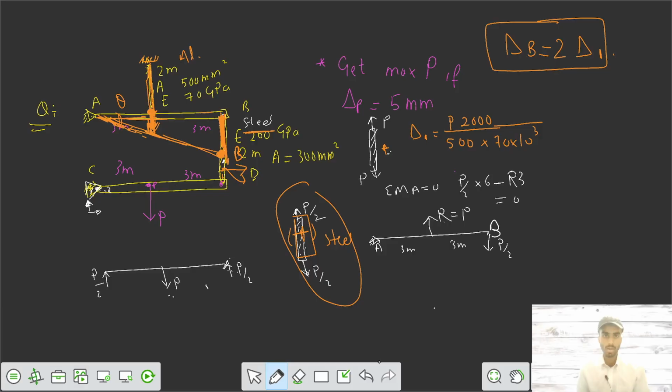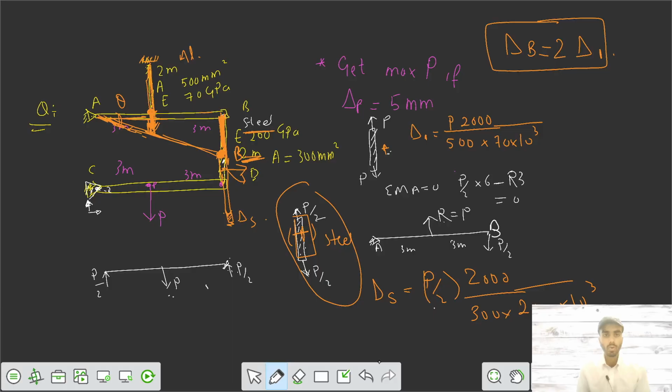If the steel bar was of 2 meter, say this was your 2 meter, and it's getting elongated by an amount of delta steel equals P by 2, length is your 2 meter, area of cross section is 300 mm square, modulus of elasticity is 200 into 10 to the power 3. You got some displacement, so it had to go downwards by delta S. This is your delta S.